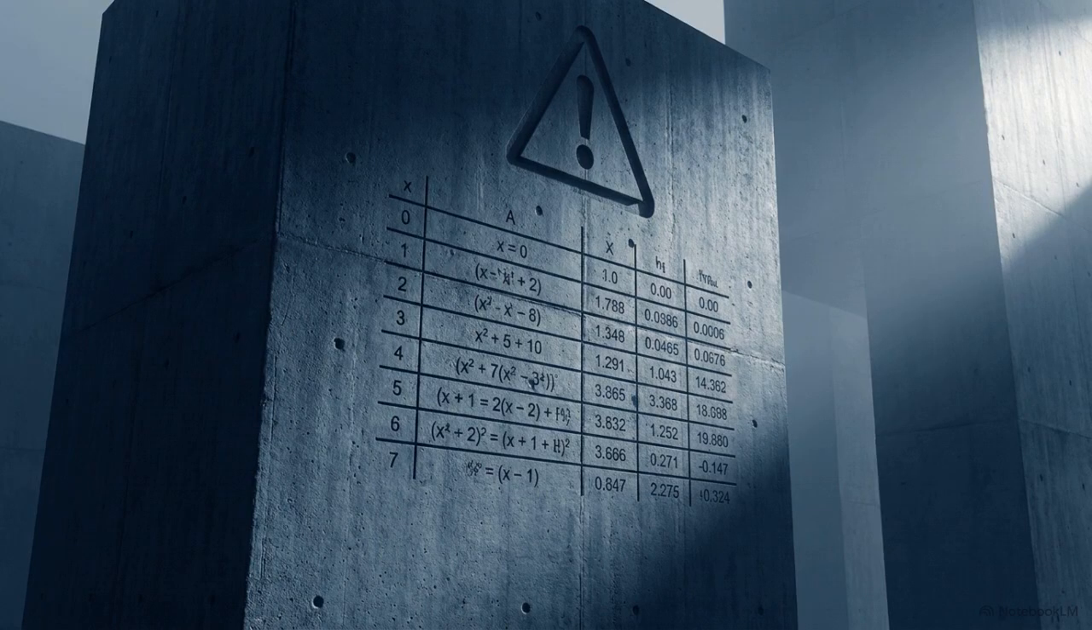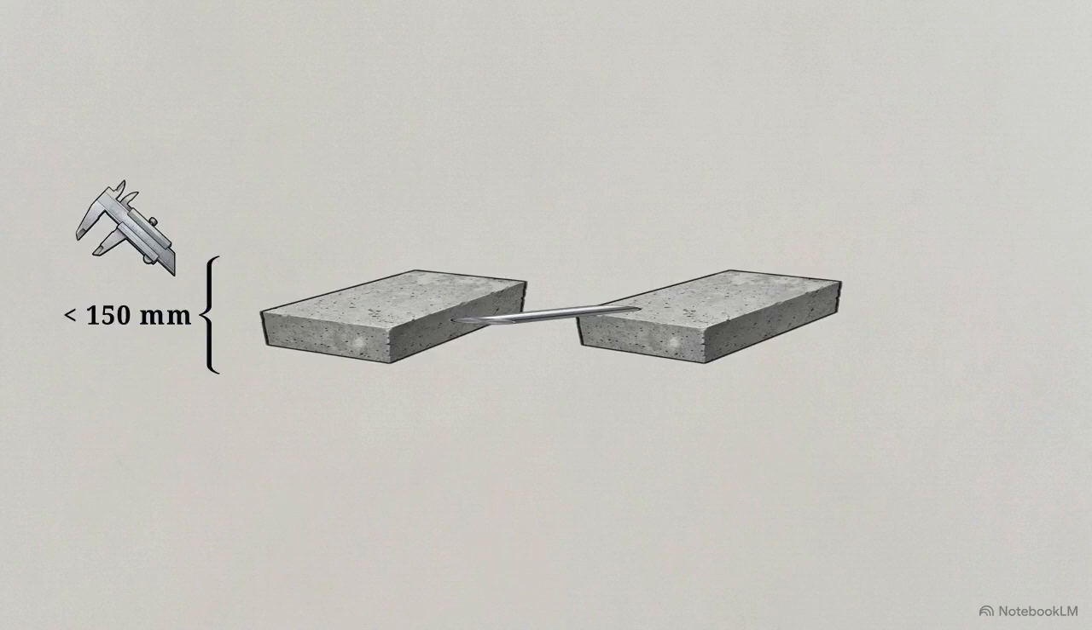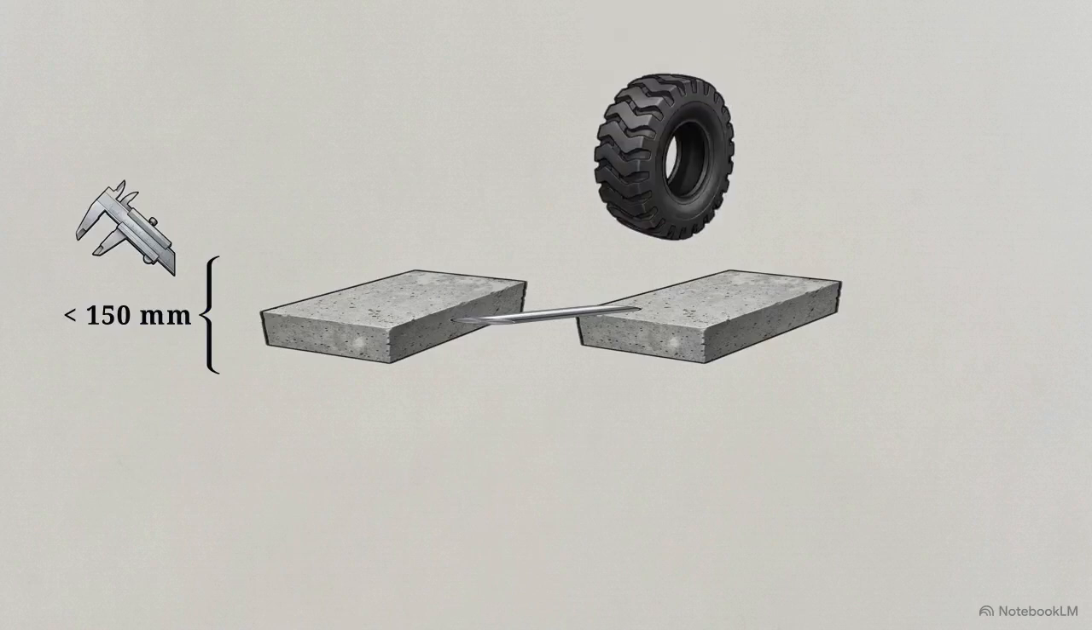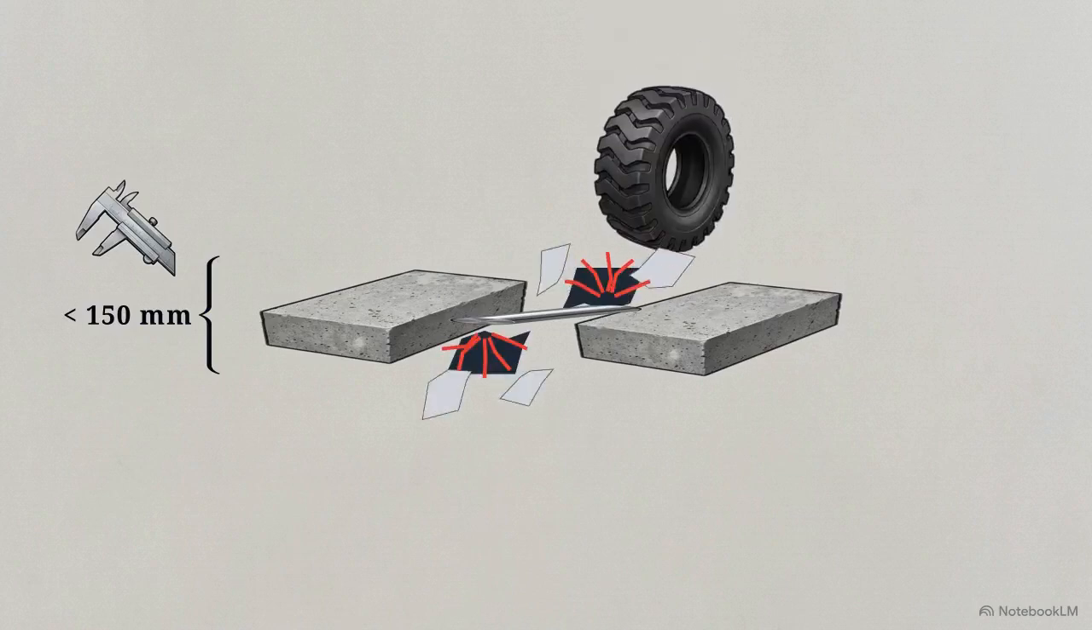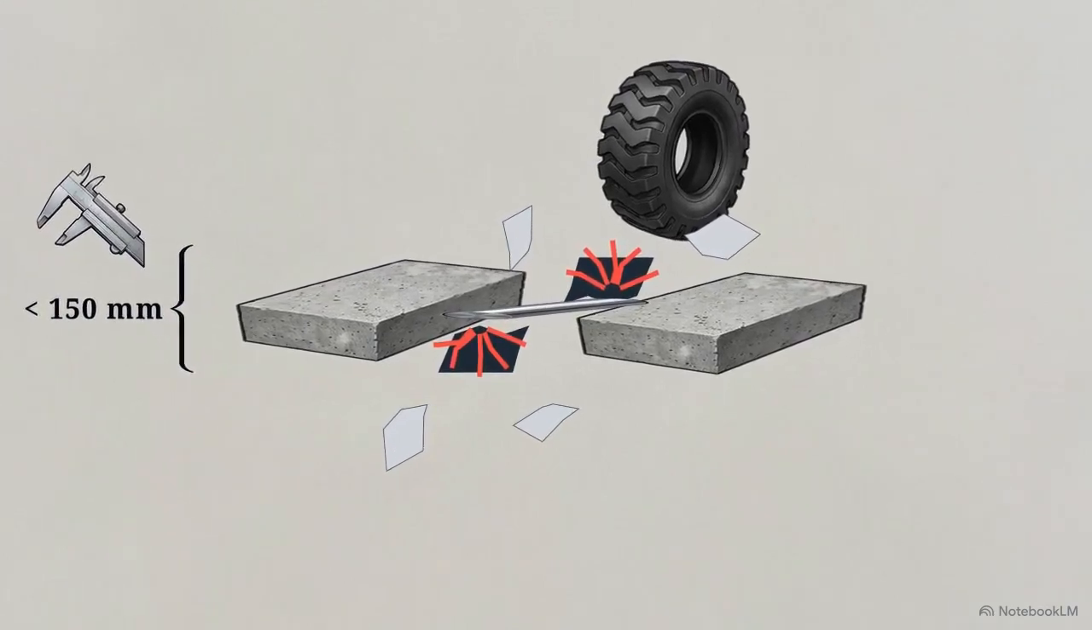However, there is a strict structural limitation defined in IS 6509 Table 2. Dowel bars are mathematically ineffective and strictly prohibited in any slab less than 150 millimeters thick. The surrounding concrete simply lacks the mass to hold the steel under shear stress.